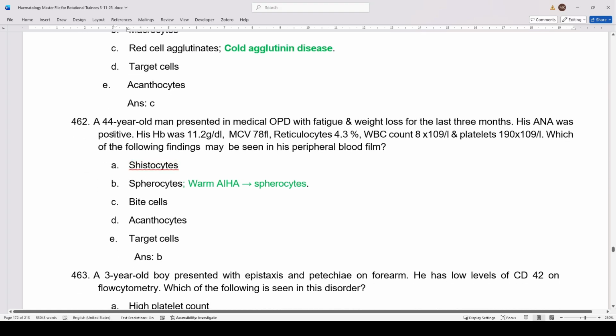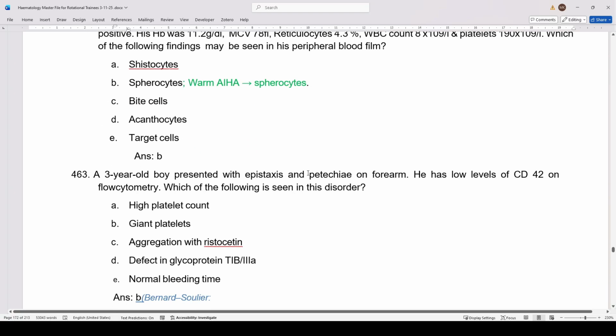Okay, next is a 44-year-old man presented in OPD with fatigue and weight loss for the last 3 months. His ANA profile is positive. Hemoglobin is 12, MCV 78, reticulocyte count 4.3, so reticulocyte count is raised, WBC count normal, and platelet count normal. Which of the following findings may be seen in his peripheral blood smear? So this is an autoimmune hemolytic anemia case, because here they say ANA is positive. So what we can see is spherocytes in his peripheral blood film, and that is a warm autoimmune hemolytic anemia. If we do the DAT, that will be positive in this case.